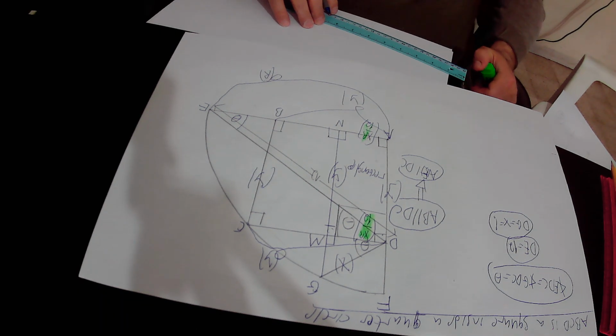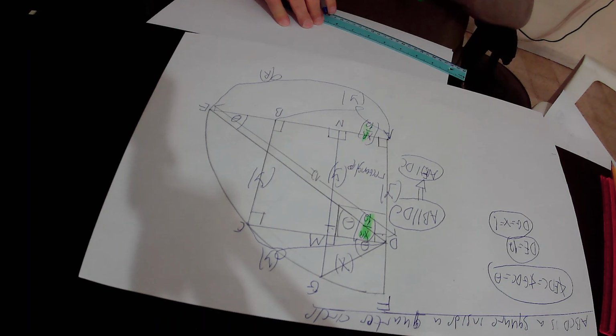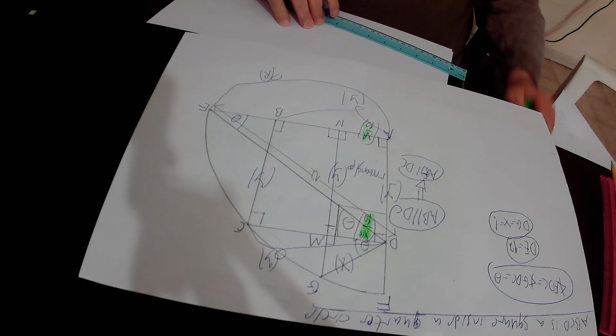In the next step, I'll copy again the right triangle DGM in a new page, and we'll continue to analyze this right triangle DGM.